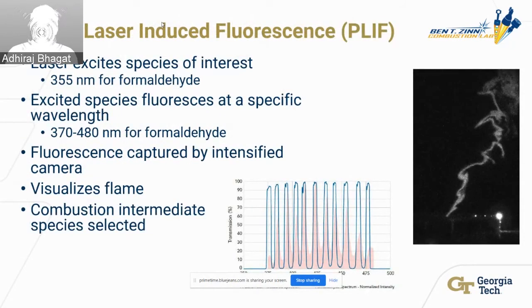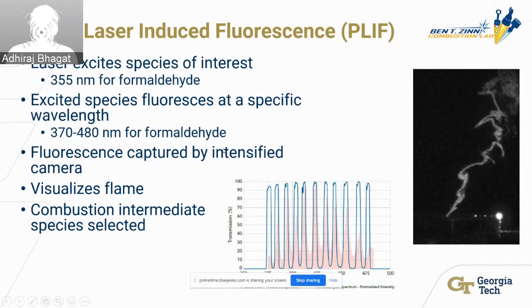Moving on, the next laser diagnostic method we use is PLIF, or planar laser-induced fluorescence. And this is what we use to capture an image of our flame. The way PLIF works is that we pulse a laser at our flame, and there are certain species that get excited because they absorb the energy from the laser. And there are certain frequencies that excite them the most. For formaldehyde specifically, it's 355 nanometers. Once these species get excited, they then emit light at certain frequencies, as you can see from the frequency spectrum here.